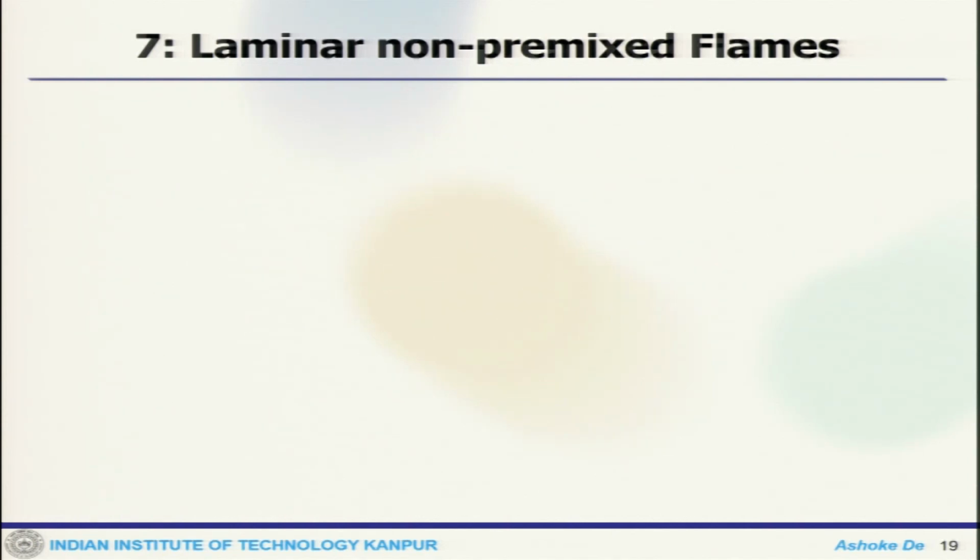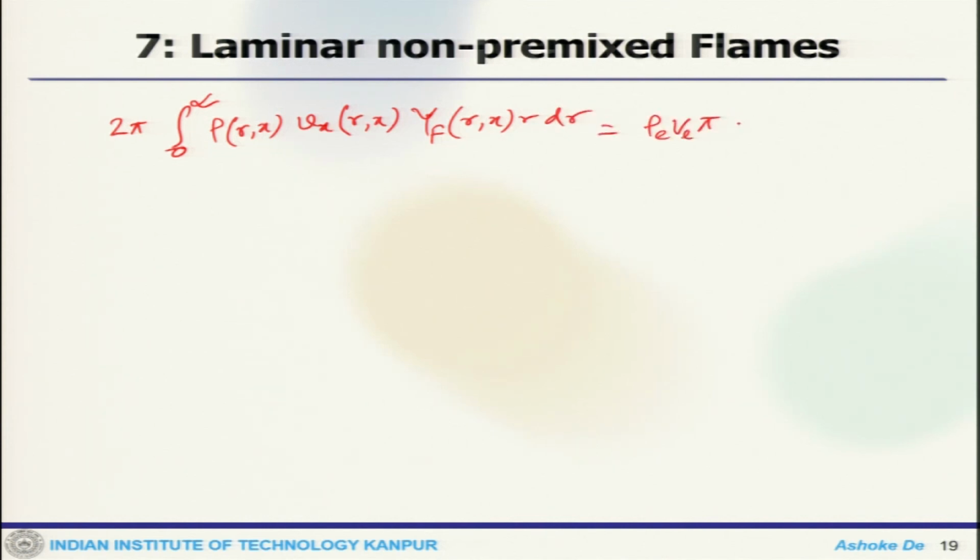So, if we rewrite that, this will be the integral of rho(r) Vx(r) YF(r) 2 pi r dr equals rho_e V_e pi r_e squared Y_FE, where Y_FE is 1 because the fuel mass fraction is 1.